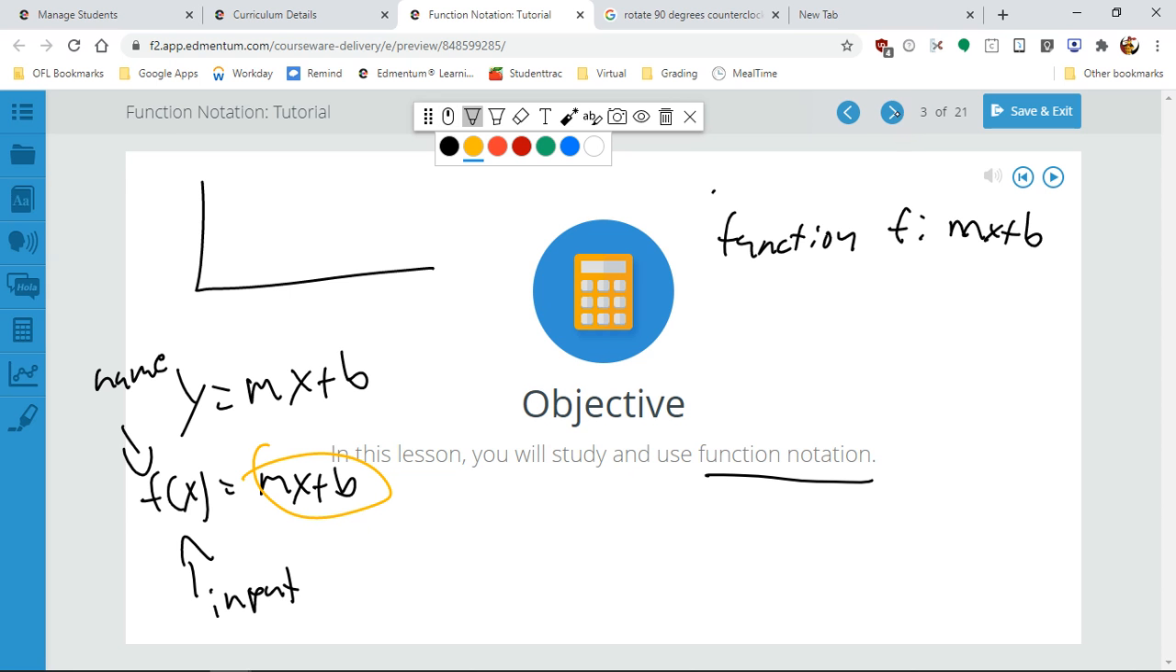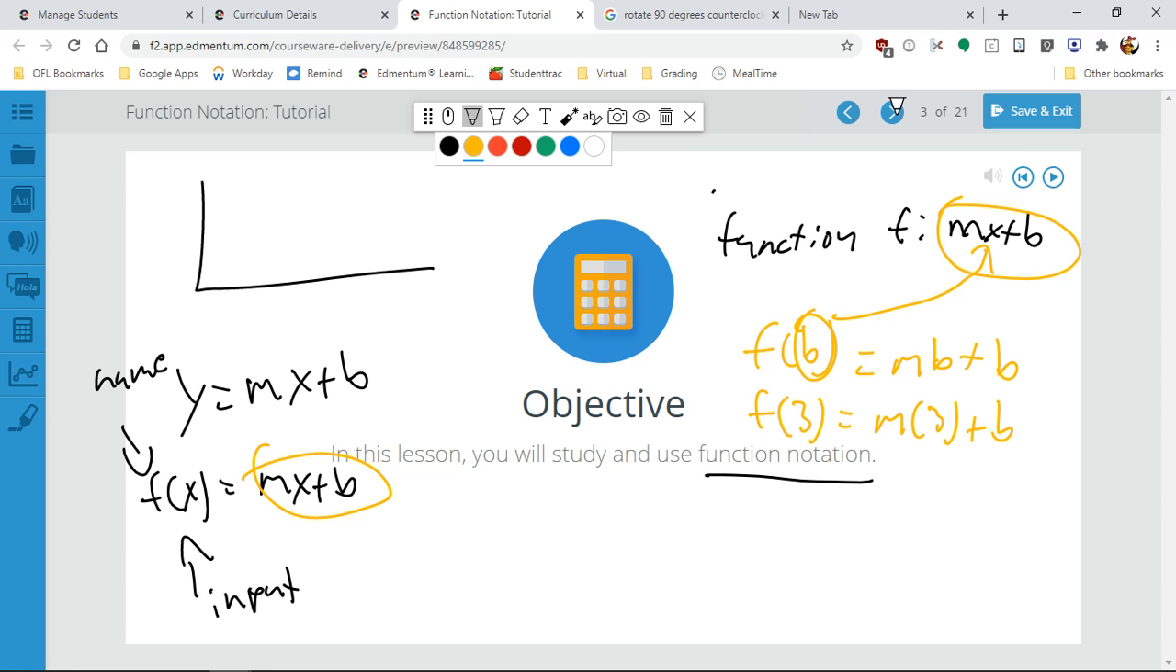So if I do something like, what is f of b? Well, I already said f is this function. So f of b would be the same thing as saying m b plus b. I'm literally inputting this where my x was. This was probably a bad example because we already had a b, but you guys get the idea. So if I do f of 3, I'm saying m times 3 plus b. I'm just inputting it.